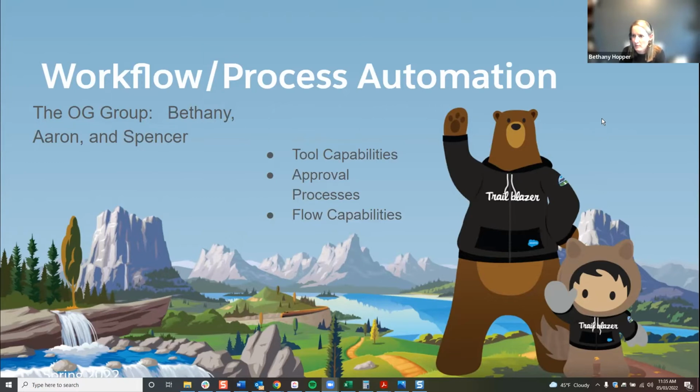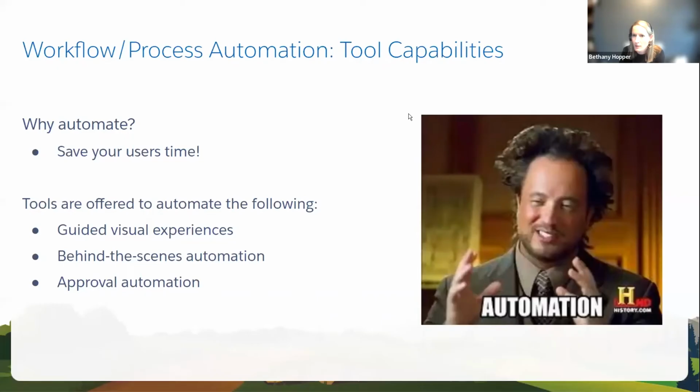So workflow process automation. So the tool capability. Why do we want to automate? Obviously, we want to save our users time. We want to do whatever we can to improve their efficiency. So some tools that are offered to automate the following: a guided visual experience, behind the scenes automation, and again, approval automations.